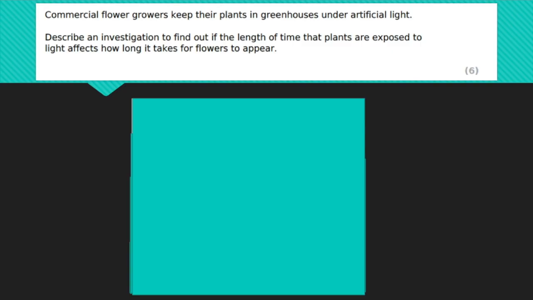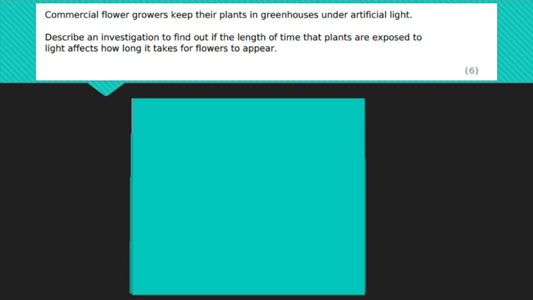So the independent variable here is the length of time that plants are exposed to light, because that's the thing that we're going to be changing, and the dependent variable is going to be how long it takes for flowers to appear, because that's the thing that we think depends on something else. We think it depends on how long they're exposed to light for.